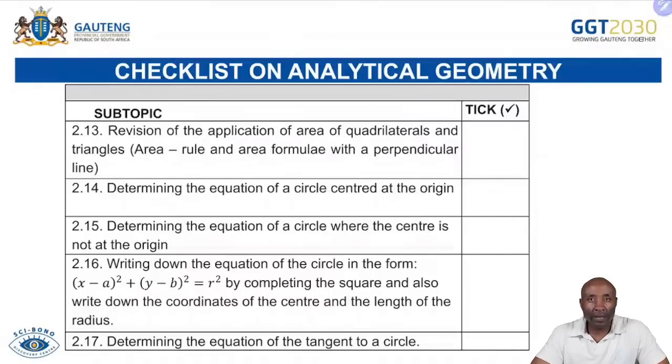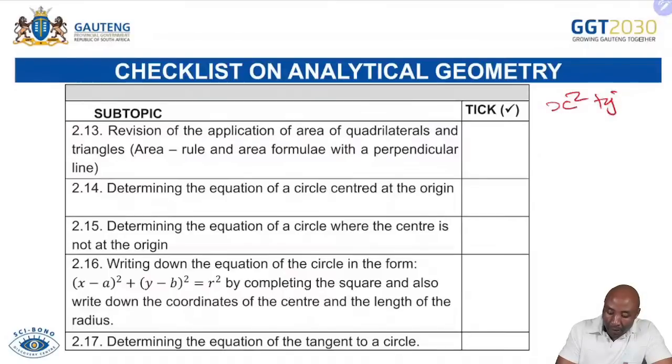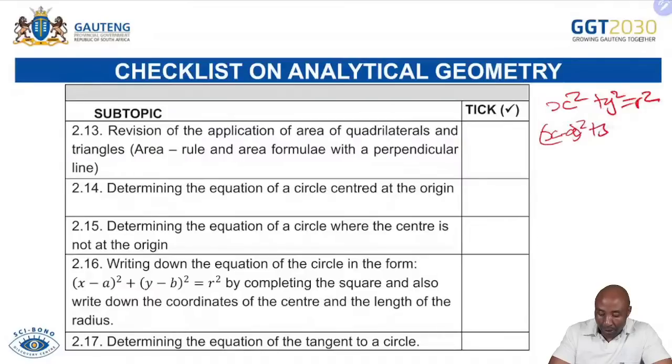How do we find the area of a triangle? If the triangle is not right-angled, we use the area rule there. The equation of a circle with center at the origin, I've given a hint: x squared plus y squared is equal to r squared. We should be able to do that. With the center anywhere in the Cartesian plane, we use (x minus a) squared plus (y minus b) squared is equal to r squared.